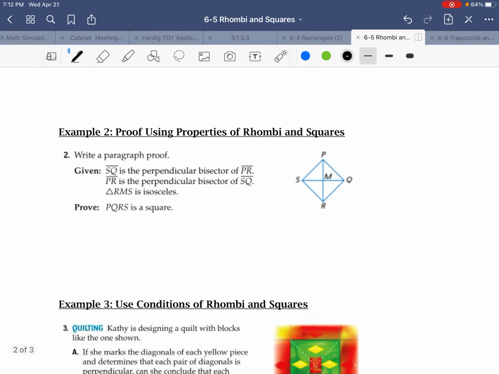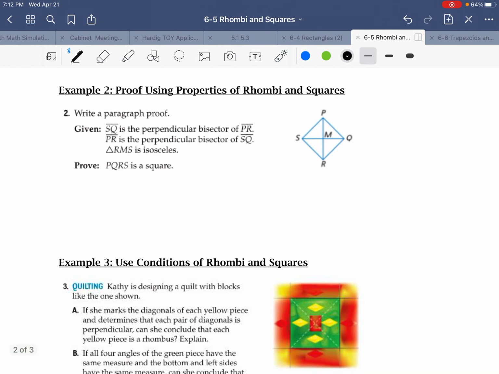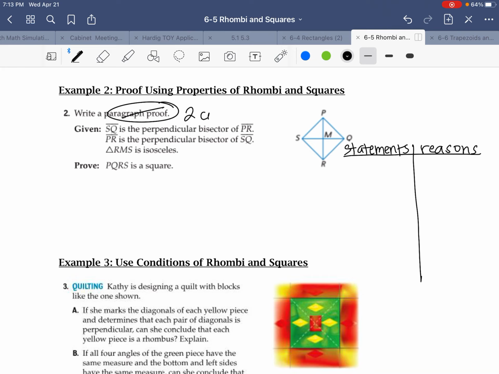So let's turn the page, and we want to make a proof. So we're going to go ahead and start and just set up our table with our statements and our reasons. Now they're telling us to write a paragraph proof. I'm going to go ahead and say no. We're going to do a 2-column proof.